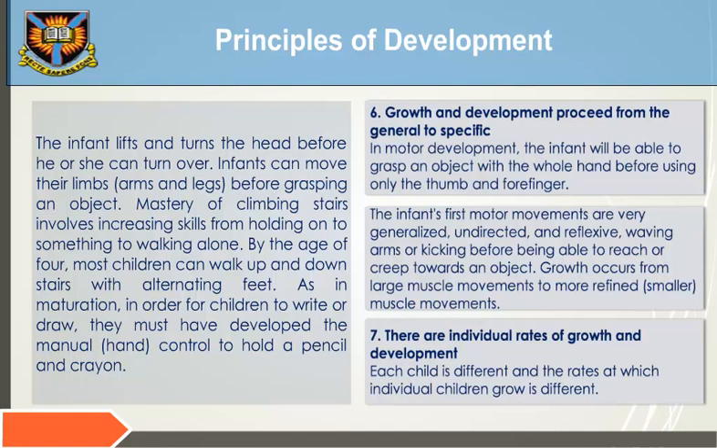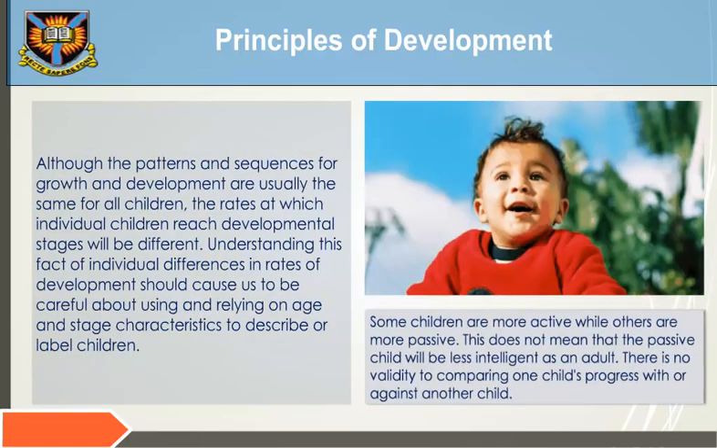7. There are individual rates of growth and development. Each child is different and the rate at which individual children grow is different. Although the patterns and sequences for growth and development are usually the same for all children, the rate at which individual children reach developmental stages will be different. Understanding this fact of individual differences in rate of development should cause us to be careful about using and relying on age and stage characteristics to describe or label children.